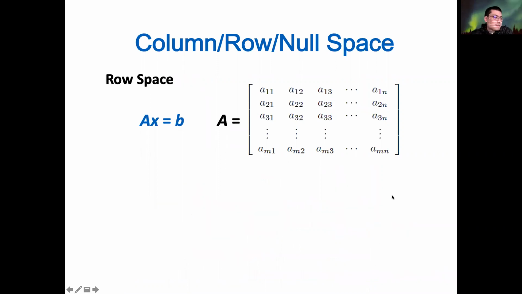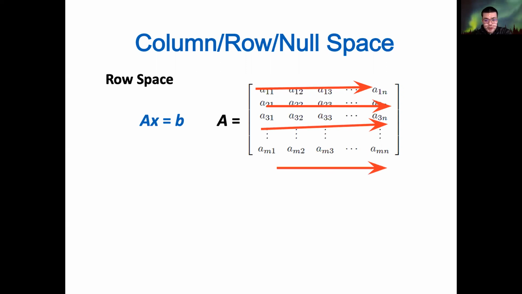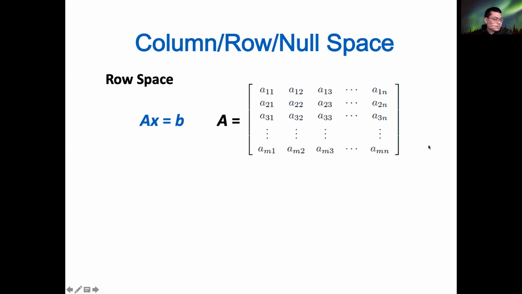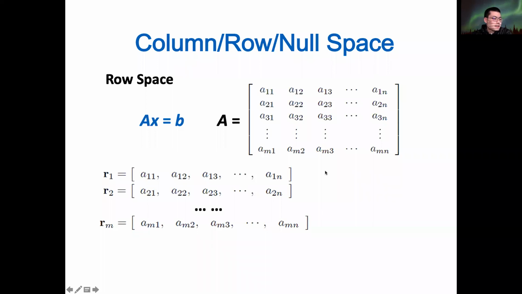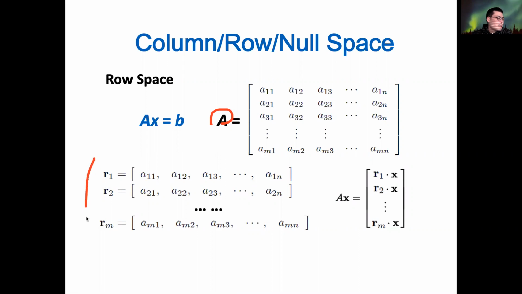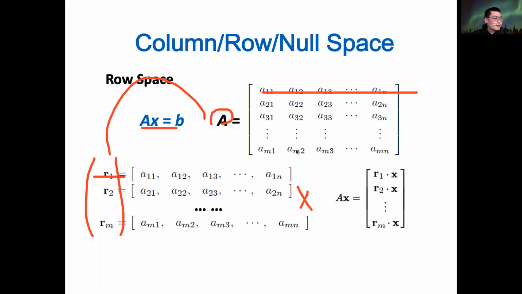There's also the concept of row space, and the row space is also intuitive. This is one row, R1, R2, R3. So we have so many rows. Now, if you write A like R1, R2, Rn, this is the same thing, because R1 is the first row. AX is what? You multiply this thing with X. So can you write it out like that?